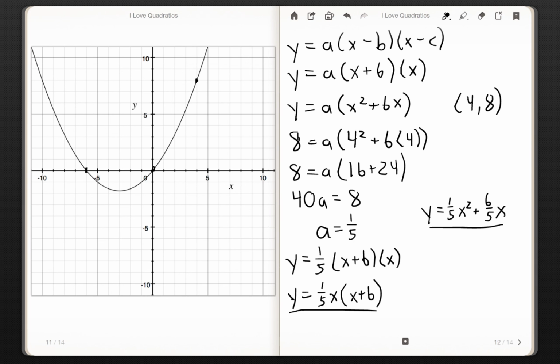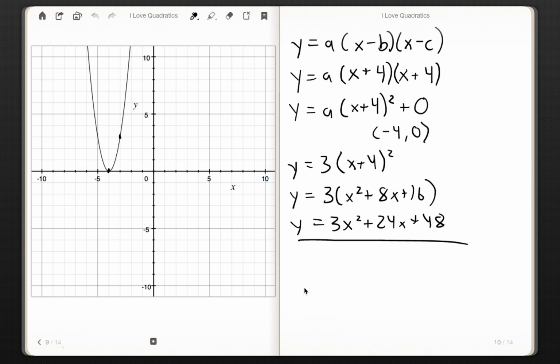Sorry, not the standard form. This is the, no, sorry, I'm getting confused now. This is the root form. This is the root form because we have roots are 0 and -6. This was the one. This one right here is vertex form and root form. We can see that the root is -4. It's a duplicate root. And we also see the vertex is -4, 0, because there's no c.